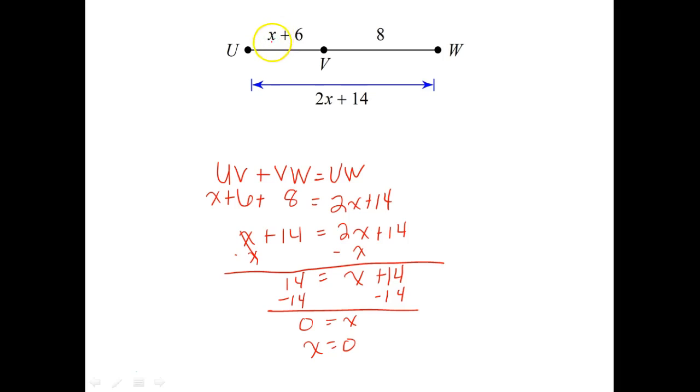Is it possible? Let's plug it in. What's 0 plus 6? Of course, there's 8 here. 2 times 0 is 0, plus 14 is 14. Is that true? If this is 6 and this is 8, we add it together. 6 plus 8 is 14. So that is correct. Plug it in.